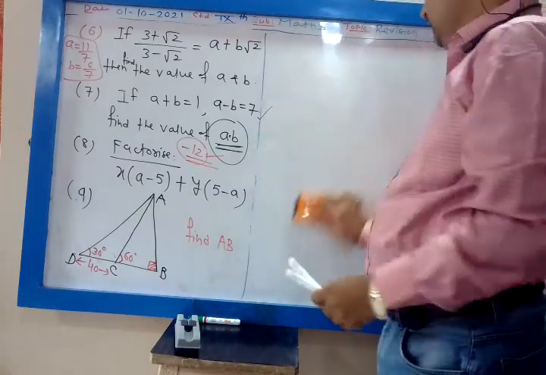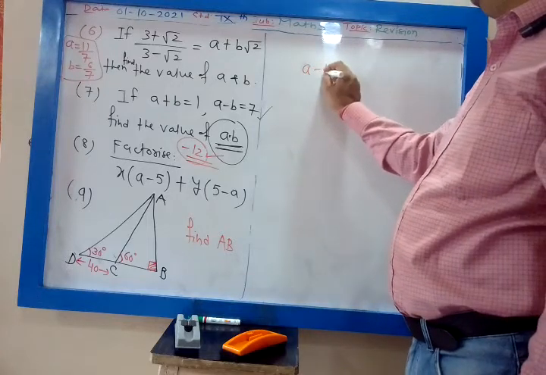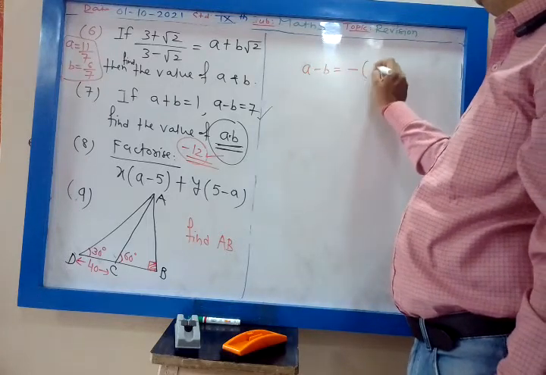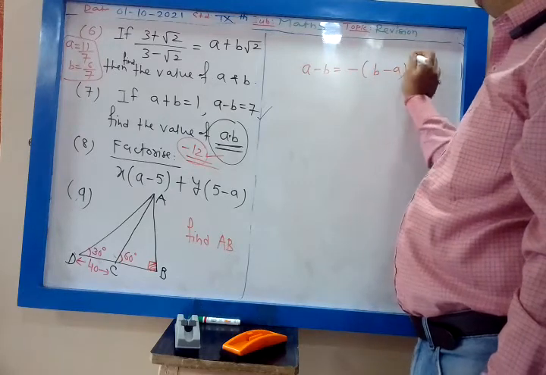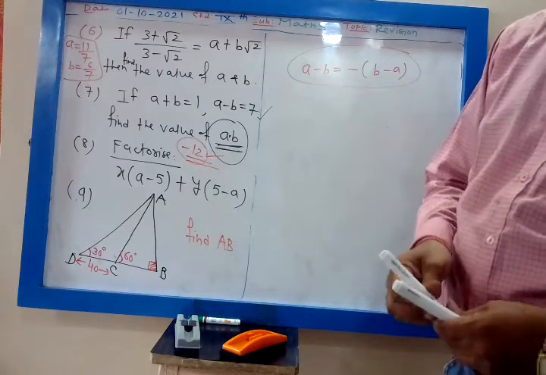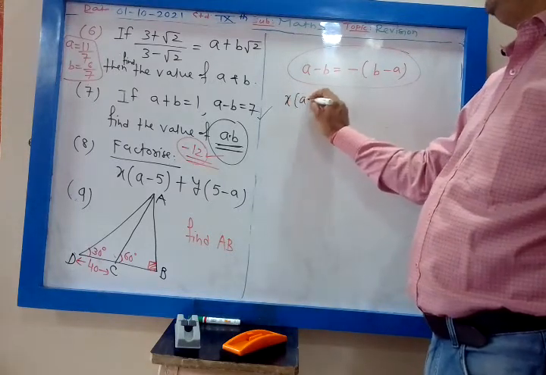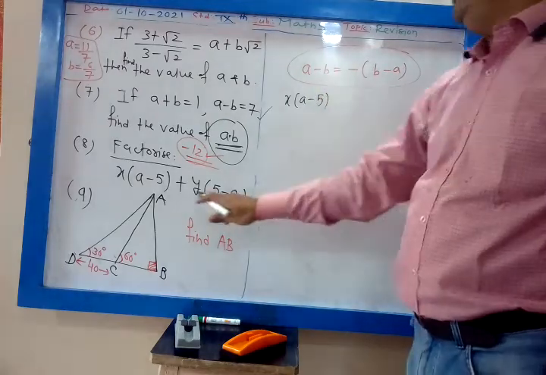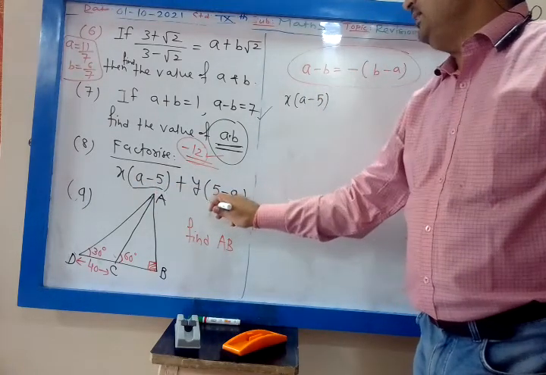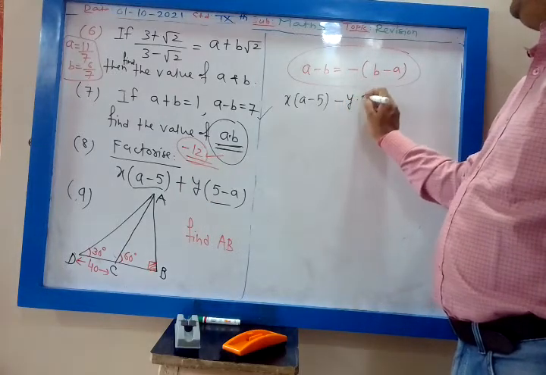See, you remember A minus B, I can write minus of B minus A. Yes or no? Whenever you take minus sign outside. So same thing, x into A minus 5. This is A minus 5, this is 5 minus A. So when you write minus outside, then it will be A minus 5.